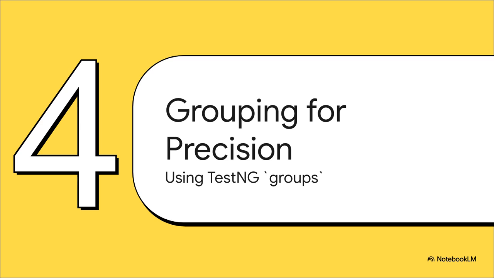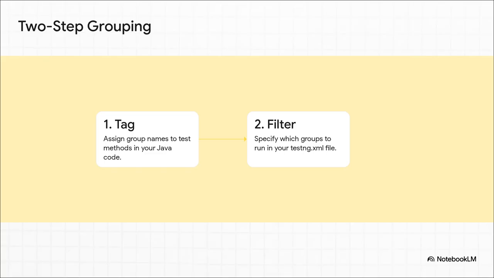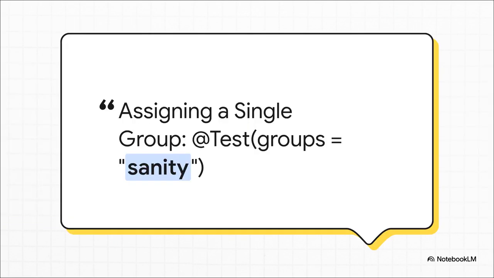This is your tool for precision. It lets you categorize all your test methods into these nice logical buckets, giving you total control over what you run and when. And it's a super simple 2-step process. Seriously, that's it. Step 1, you tag your test methods with group names, right there in your Java code. Step 2, you go into your testng.xml file and filter, telling it exactly which groups to include or exclude for a particular run.